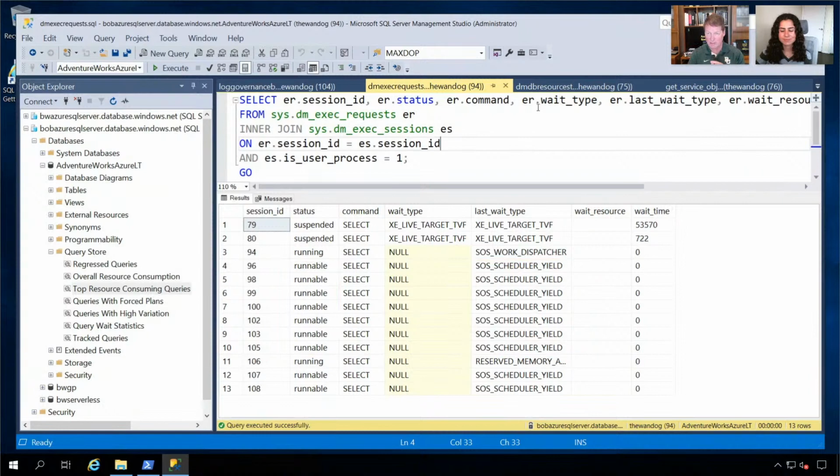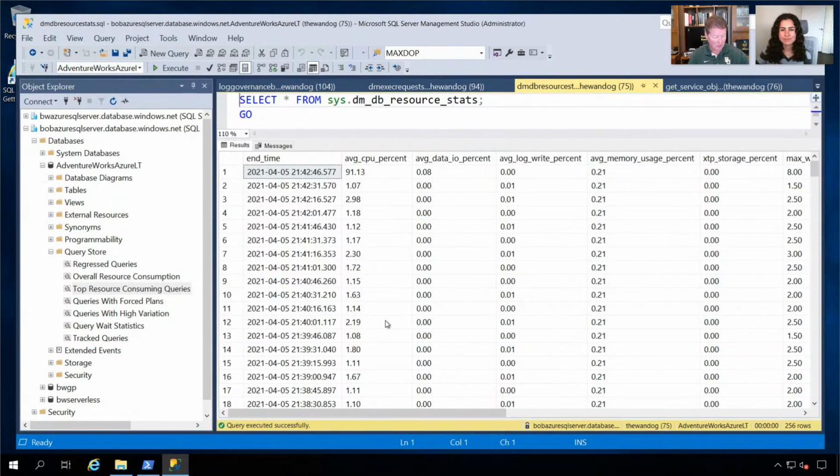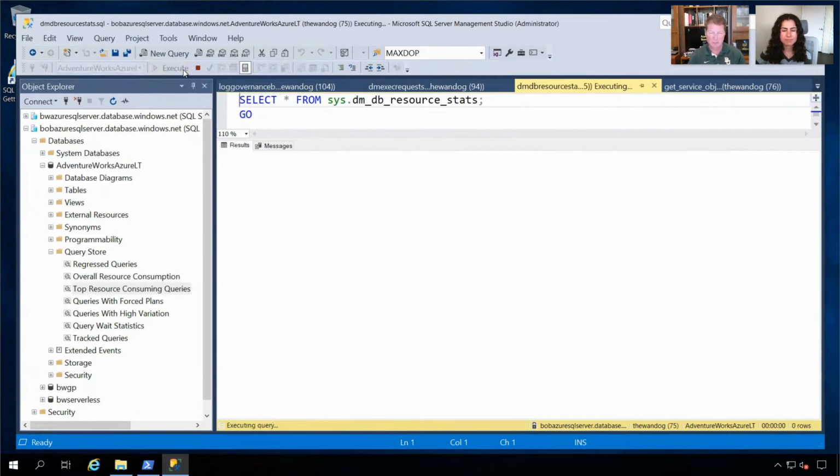Now, I mentioned a new DMV, sys.dm_db_resource_stats. Let me run that one. We will pull automatically for you resource usage behind the scenes. Can you see a problem here? My CPU percentage is going up pretty high very, very quickly. In fact, I'm going to run this again because what we do is we automatically just pull this for you every 15 seconds. You see the results of it.